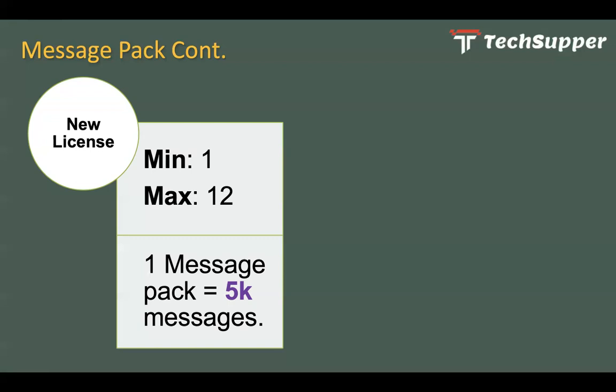The payload can be a 50 KB payload, a 1 KB payload, or a 10 MB payload. Each message will be counted as one message if it is up to 50 KB. If it goes beyond that, let's suppose one message is 67 KB, then it will be counted as 2 messages, not message packs. One message pack equals 5K messages, and each message is up to 50 KB.